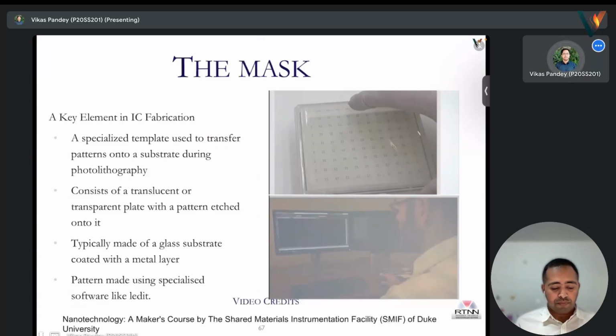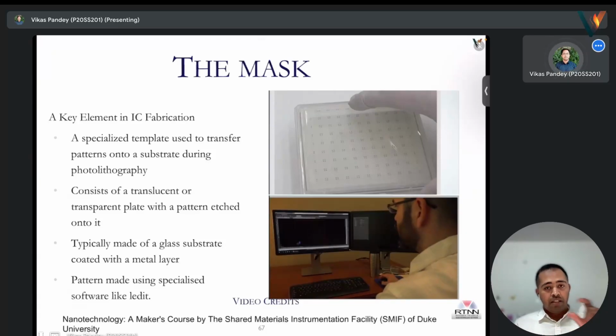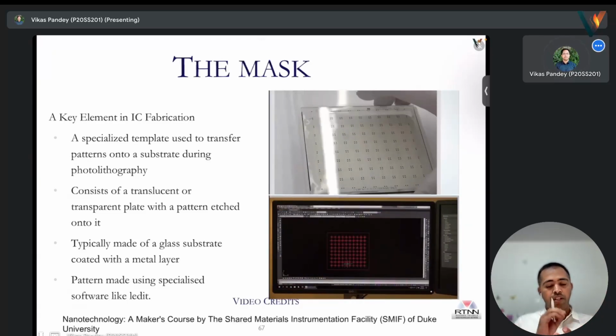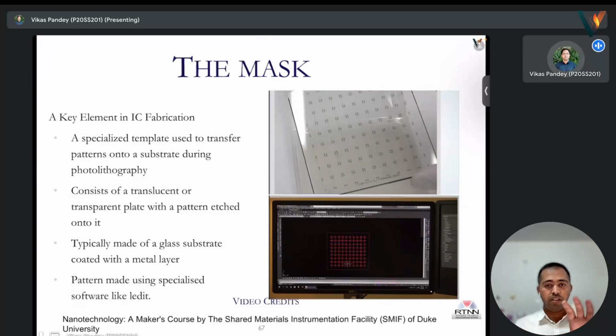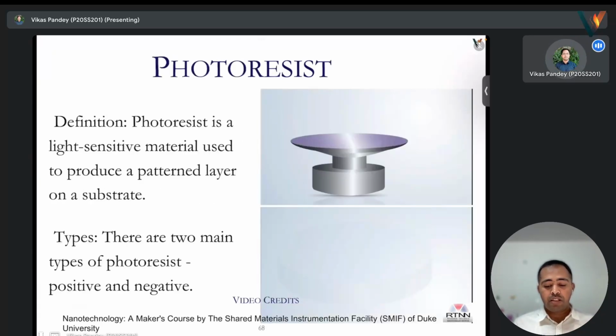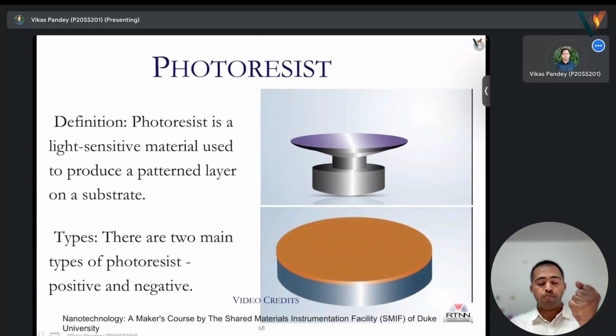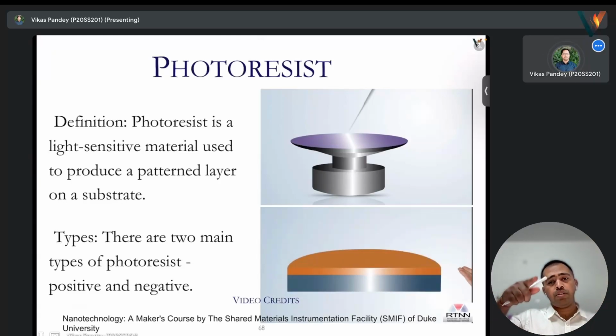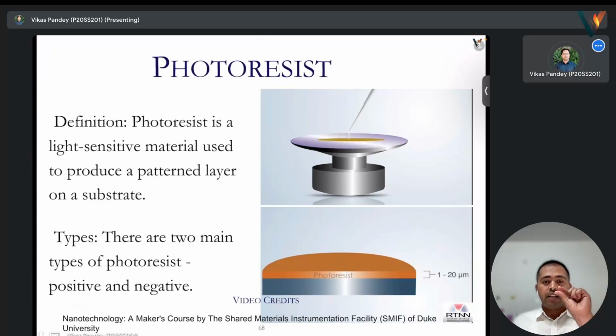So you see this mask for the pattern is designed using computer software, and then it is made over a glass with chrome material over it. So this is the mask you see on the top. Then photoresist is taken out and put over this and rotated. You see above it is poured and rotated. That will create a very thin layer of photoresist over it.